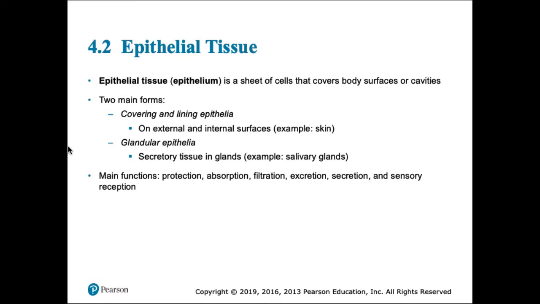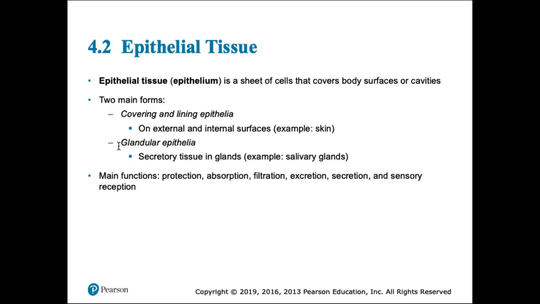There are 2 main types. There's covering and lining epithelia. You're going to find those on external and internal surfaces, examples like skin and stuff like that. And then there's glandular epithelia. That's basically secretory tissue in glands. Think of salivary glands and things like that.